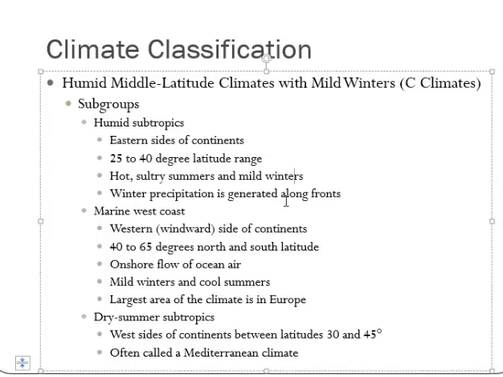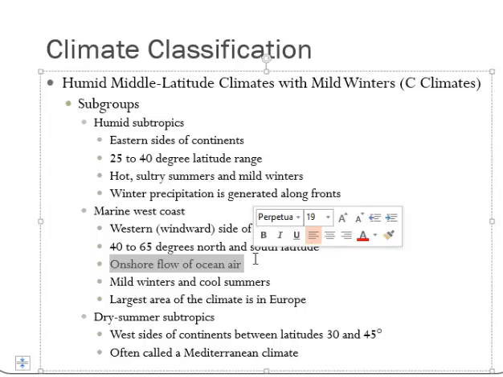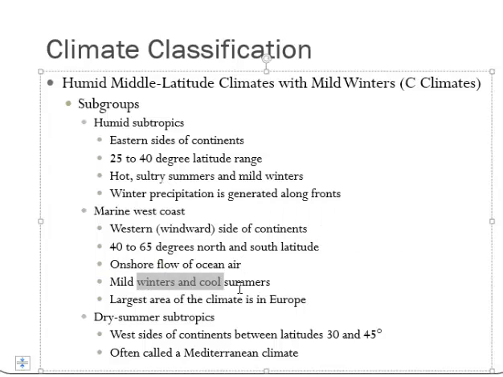And these areas, there's nothing blocking, no mountain blocking their rain, and so they're humid, so they tend to get more rainfall than the steppes or the deserts. You also have marine west coast, which is on the western side of the continent, like California, which is 40 to 65 degrees north and south latitude, kind of in the middle, halfway between the poles and the equator. And they get ocean air that blows in, and they have mild winters and cool summers.